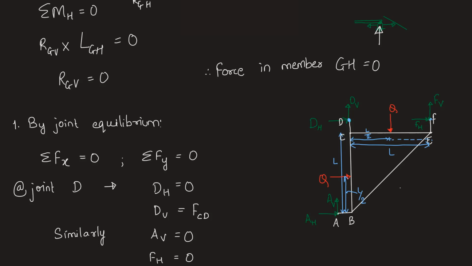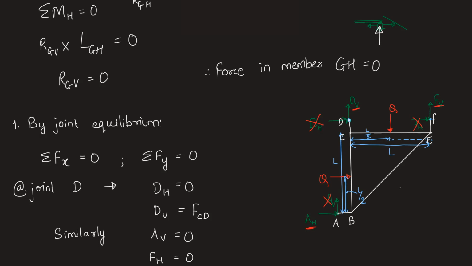Knowing this, we'll proceed to find out the other reactions. So let me just cancel out the reactions that are 0. DH is 0, FH is 0, and AV is 0. We are left with three unknowns, DV, FV and AH, and we have three equations of equilibrium.